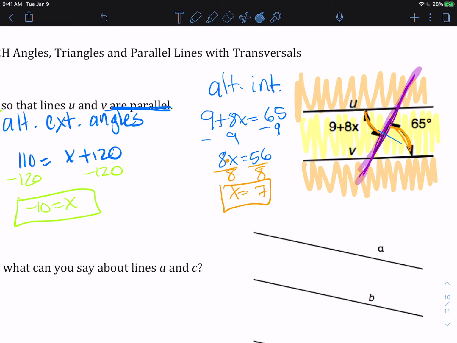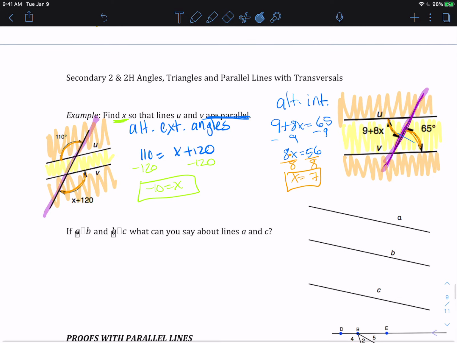Okay. Now, if we look at this, it says if A is parallel to B and B is parallel to C, what can you say about lines A and C? Well, we know A is parallel to B, and we also know that B is parallel to C. Now, I used 2 arrows on the B and C because I had already used 1 arrow on A and B.